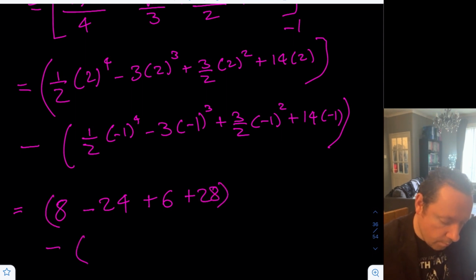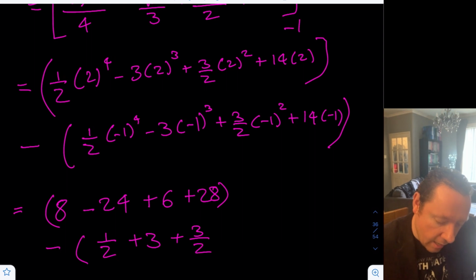Minus. Minus 1 to the 4 is 1, times a half is a half. Minus 1 cubed is minus 1, times minus 3 is plus 3. Minus 1 squared is 1, times 3 halves. And we've got minus 14 on the end.